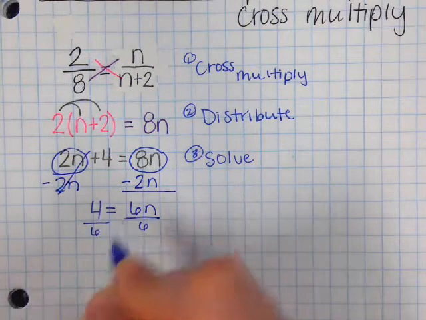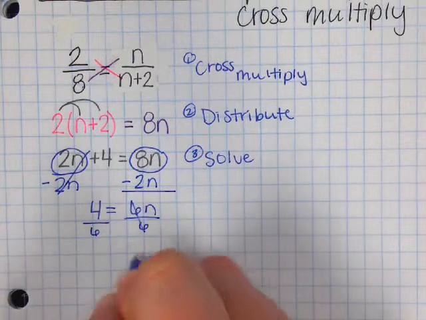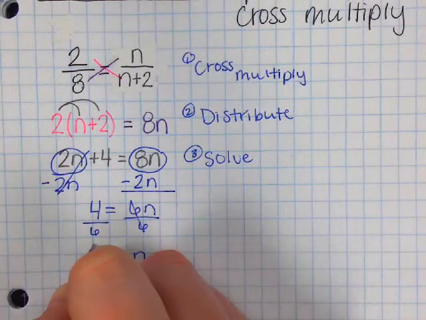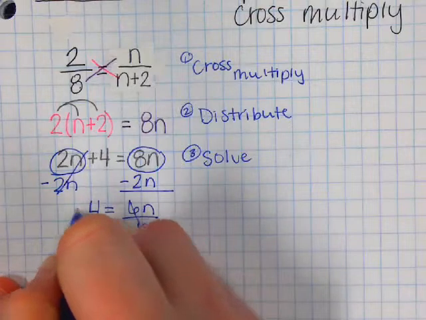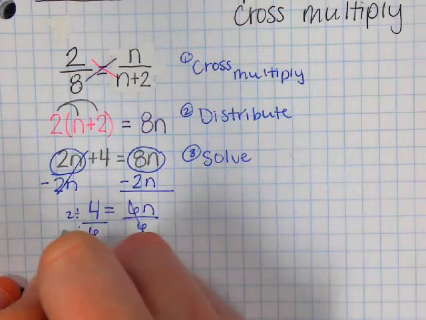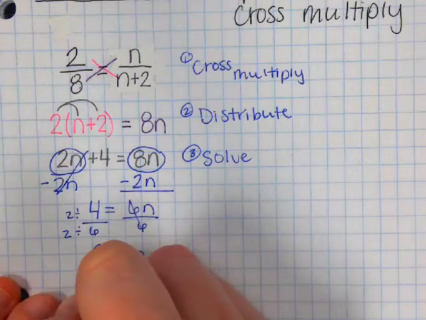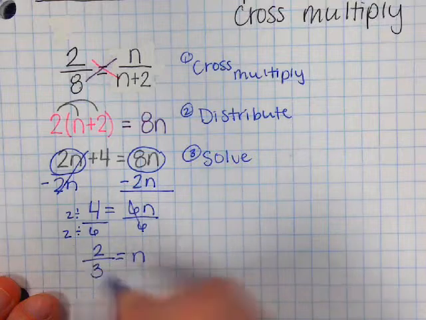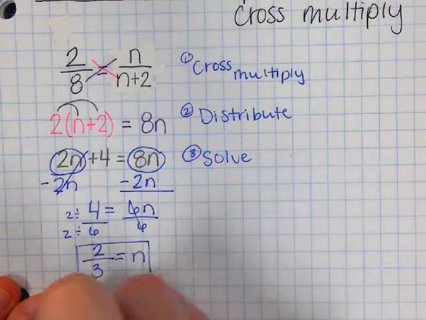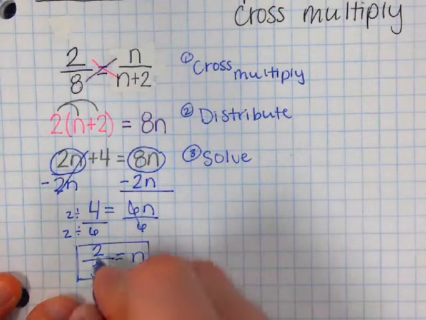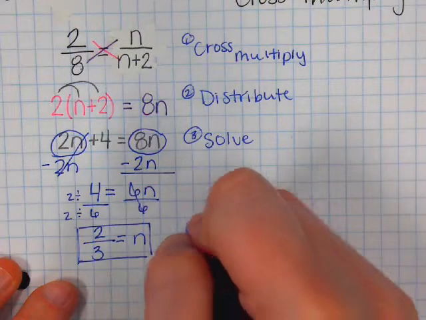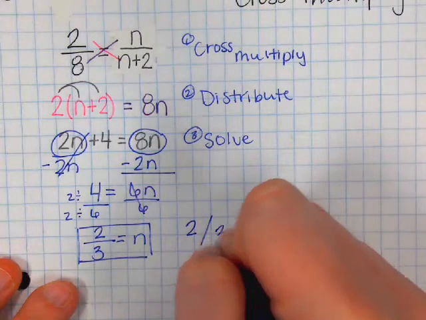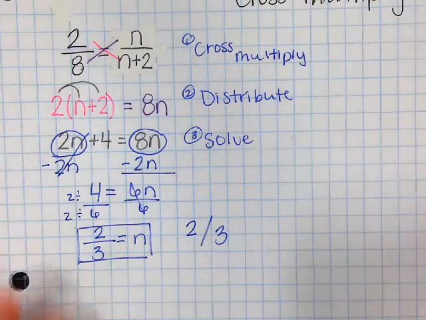Divide by 6. Divide by 6. So n would equal 4 divided by 6, which will reduce, because they're both divisible by 2. 4 divided by 2 is 2. 6 divided by 2 is 3. So 2/3. Remember to type that, because today's assignment is on Schoology. To type that, you would do 2/3.